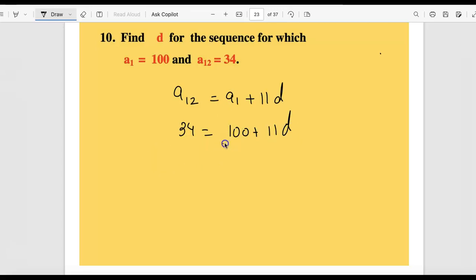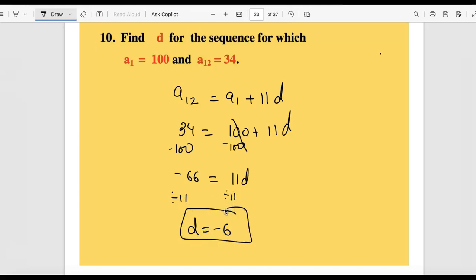All right, it's the same approach over here. I'm subtracting 100. So it gives me what? It should give me negative 66 is equal to 11d. When I divide both sides by 11, my value of d should be what? Negative 6. All right, so check your answer. If you got the same answer, good job. You are good to go with this.